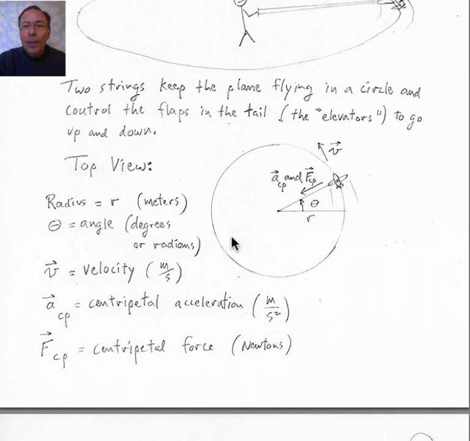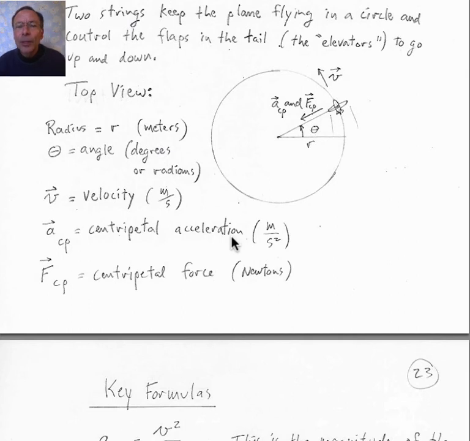So we want to talk about the forces that are happening here. And so let's set up the terminology here. We've got a top view looking down. The guy is in the middle. Here is the airplane, and the plane is flying in this direction here. And that's the velocity vector. Now, the really important thing here is the radius of the circle, or that would be the length of the string, really.